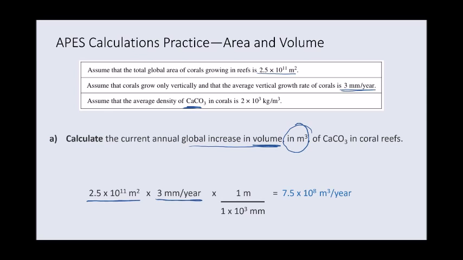Now, the only thing that I have to pay attention to here is that this number is in millimeters and this number is in meters squared. So in order to get meters cubed, I've got to multiply meters by meters squared. That means I need to convert this to meters. That's what this is doing right here. We know that there is 1 times 10 to the third millimeters in a meter. So that helps me cancel out my millimeters and allows me to get this answer right here.